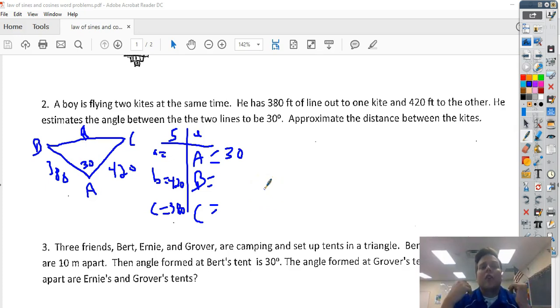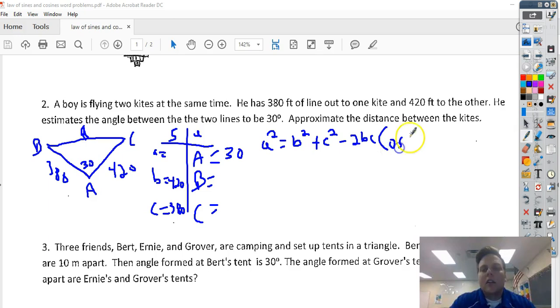So now ask yourself, are you solving for a side or are you solving for an angle? Well, I'm trying to find side A, so I'm solving for a side. Okay, so then look through your notes and you'll see that, oh, I can say that using law of cosines, A squared is equal to B squared plus C squared minus 2 times B times C times cosine of angle A.